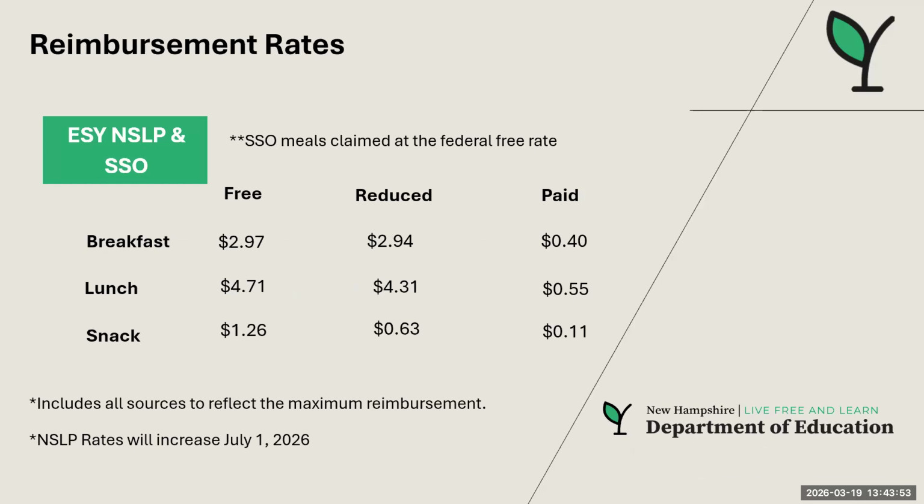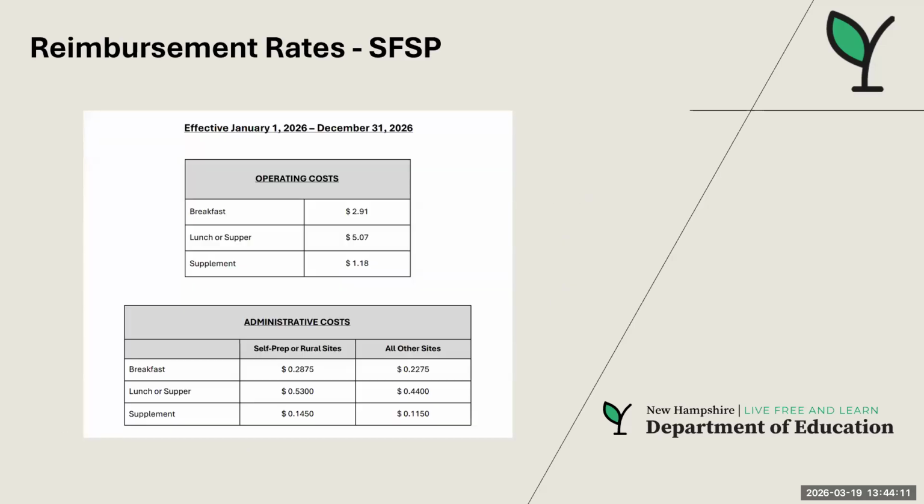And these are just a view of the reimbursement rates right now. These will increase July 1, 2026. They just haven't been published yet. And you can see that the federal free rate for lunch, so if you're claiming lunch under SSO, is $4.71. And then here are the summer food service program rates, which you can see the reimbursement rate is higher than the free rate that you would get with SSO.